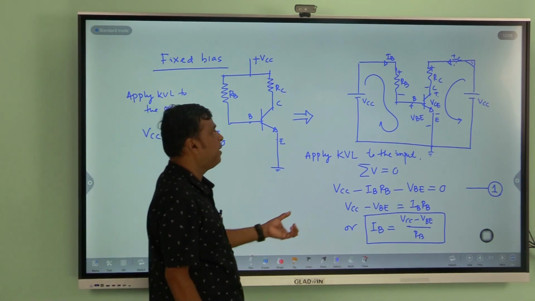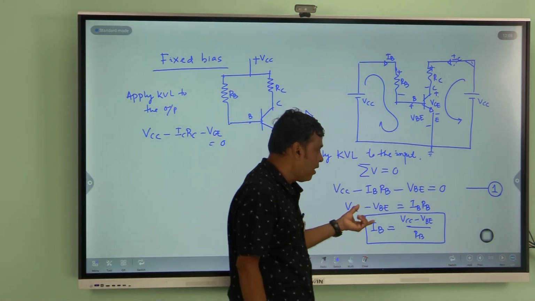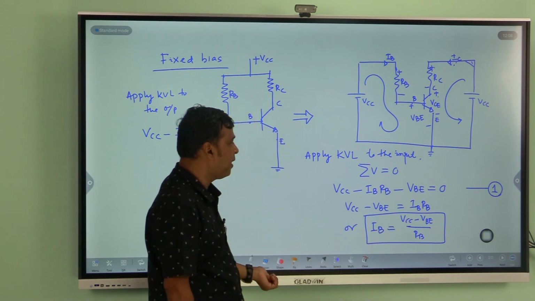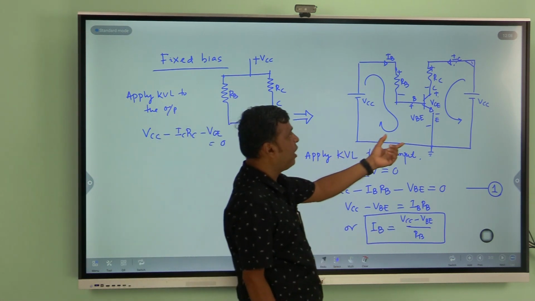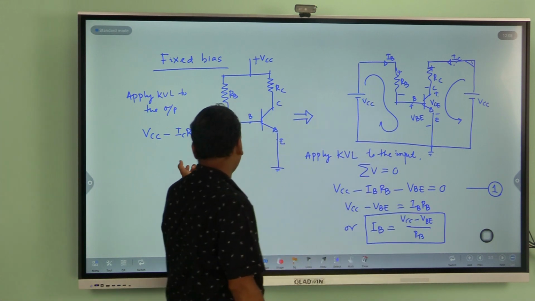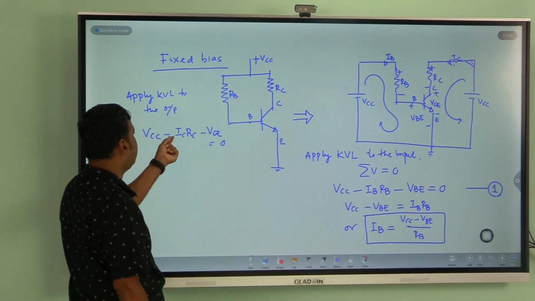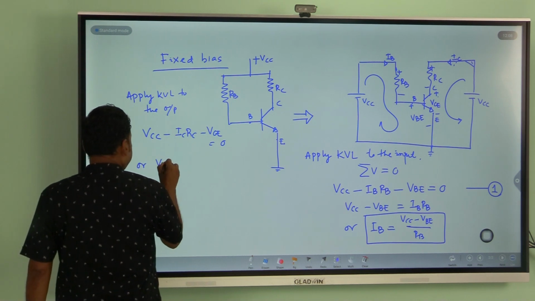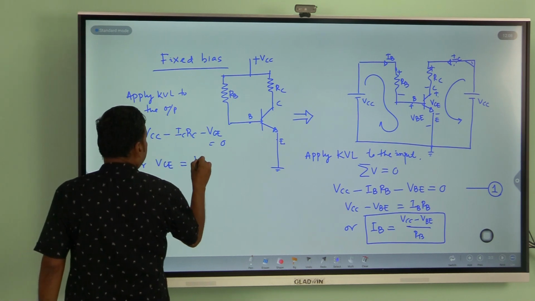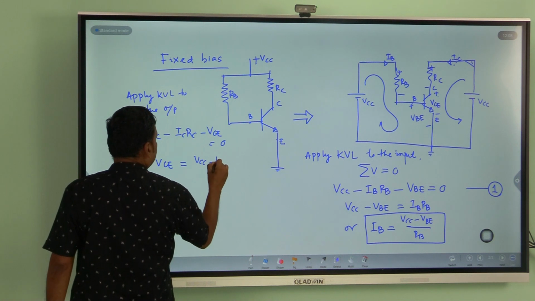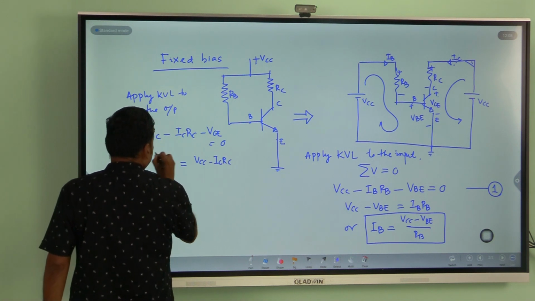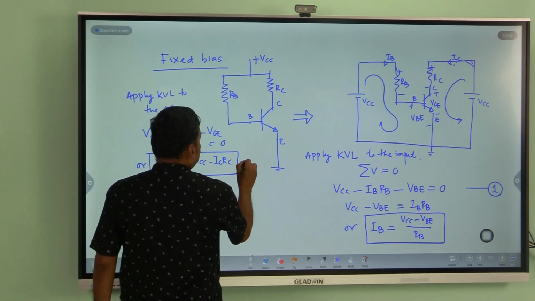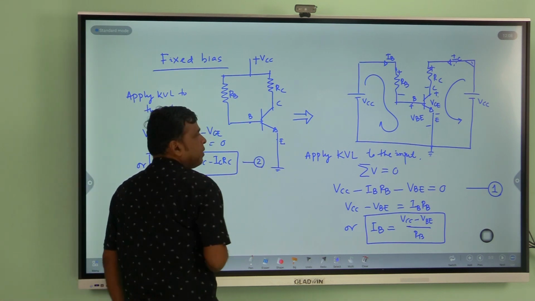If I apply KVL to the input loop, I will get the input current, your base current IB, equal to VCC minus VBE by RB. If I apply KVL to the output loop, I will get the output equation VCC minus IC RC minus VCE equal to 0, or VCE equal to VCC minus IC RC. So, this is your output equation, this is your equation 1 and this is your equation 2.